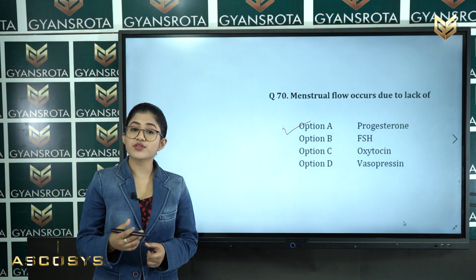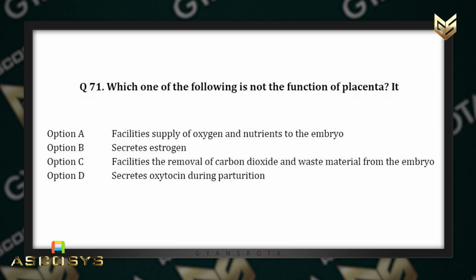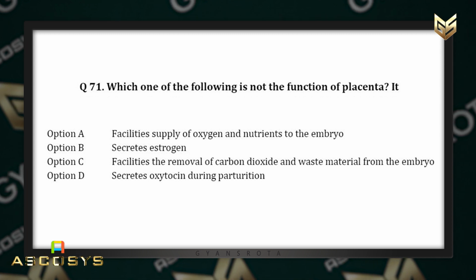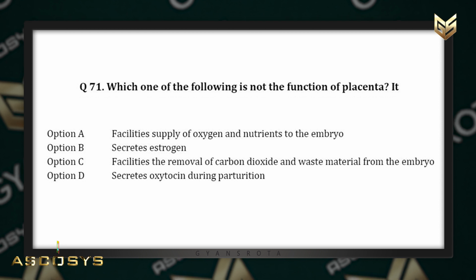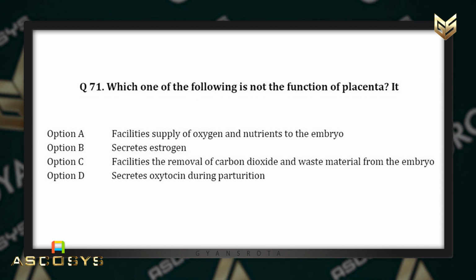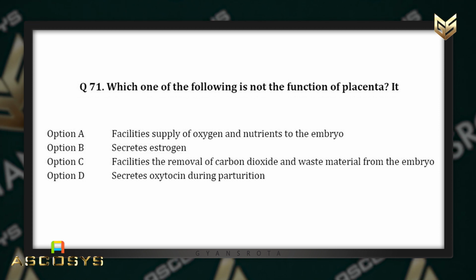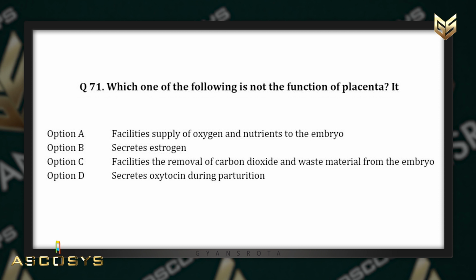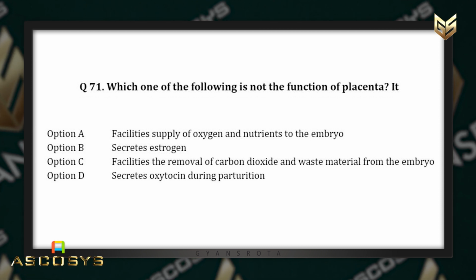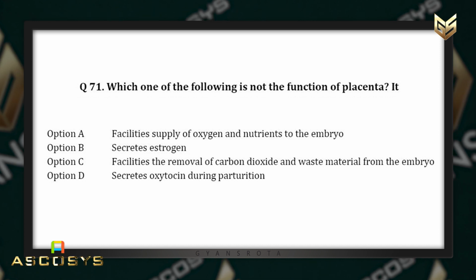Now, let us see the next question, that is question number 71. Which one of the following is not the function of placenta? Option number A, it facilitates supply of oxygen and nutrients to the embryo. Option number B, secretes estrogen. Option number C, facilitates the removal of carbon dioxide and waste material from the embryo. Option number D, secretes oxytocin during parturition.